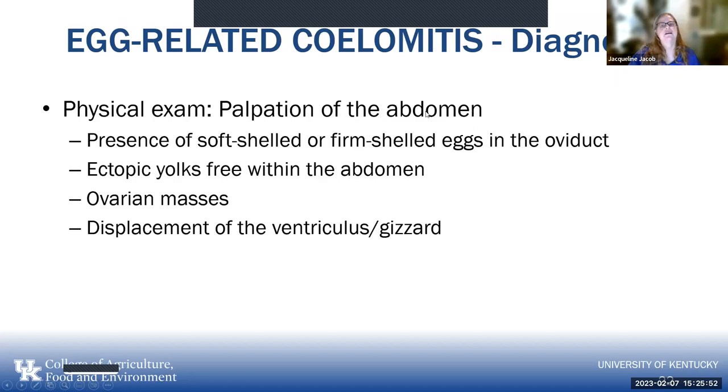So the first way to do it is with the physical exam, so palpation of the abdomen, and then you should be able to feel the soft-shelled or firm-shelled eggs in the oviduct. You should be able to detect any ectopic yolks free within the abdomen. You should be able to detect any ovarian masses. And if there is anything in the coelomic cavity, it's going to displace the gizzard, also known as the ventriculus.